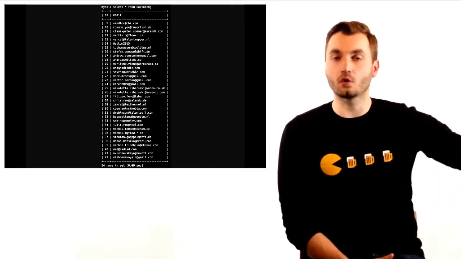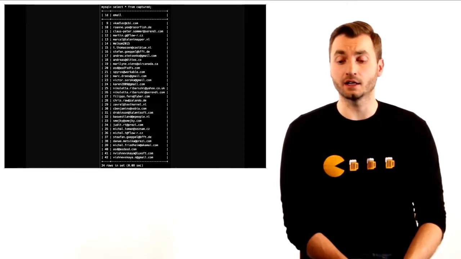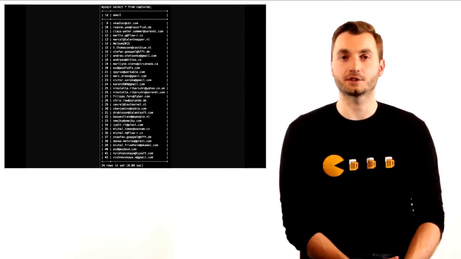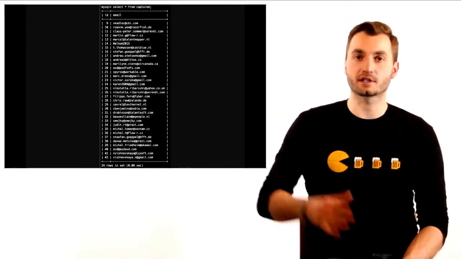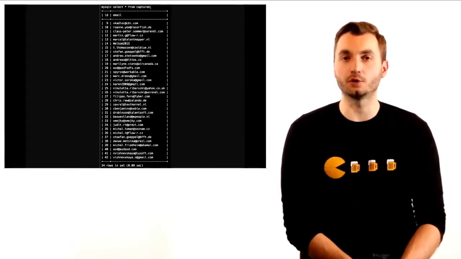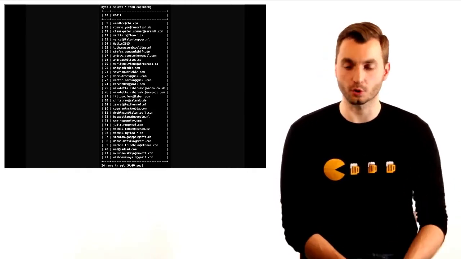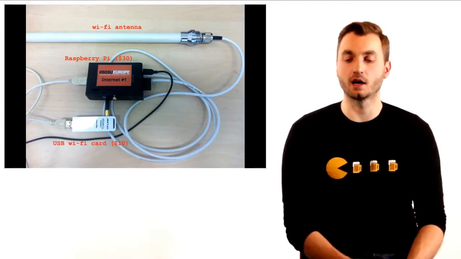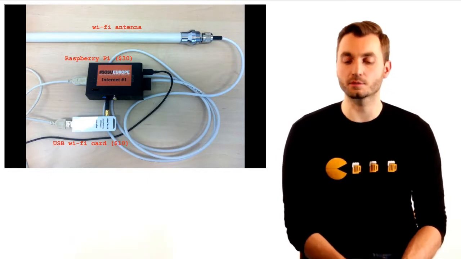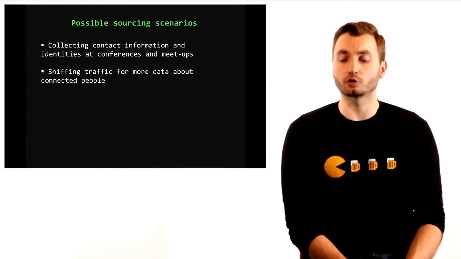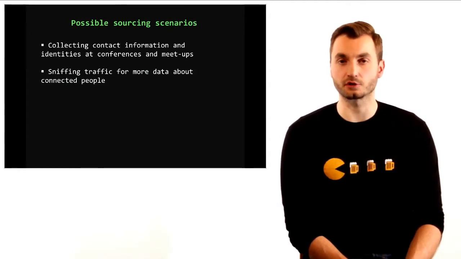The thing is that it can go even further. In this case, we just let them know to put in their email, and we disconnected them. But you can do things like that. Your internet over Wi-Fi is going over our system, over our PC in the room, and we can also track your passwords and so on. The possibilities are basically endless here. This is the device: a simple antenna, a Raspberry Pi computer, and a USB Wi-Fi card. Pretty simple. So the possible scenarios: collecting contact information at meetups and conferences, sniffing traffic, and so on.